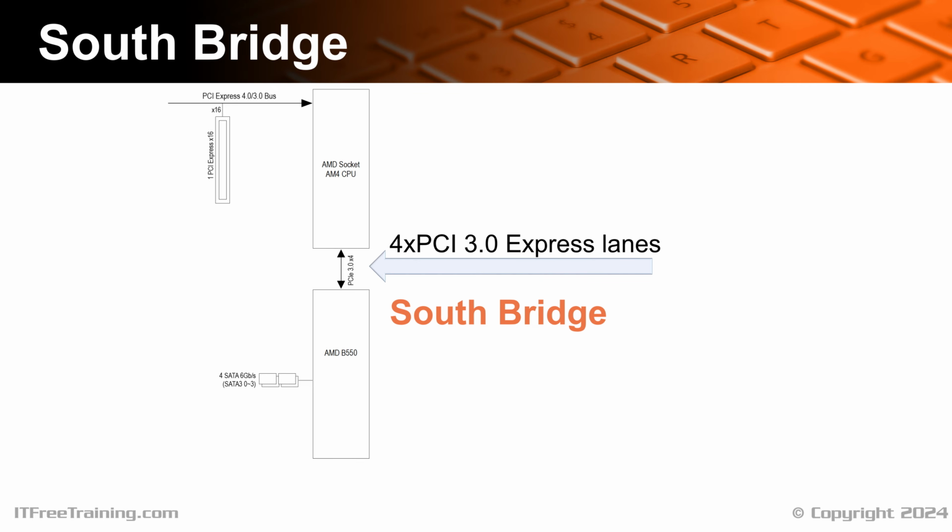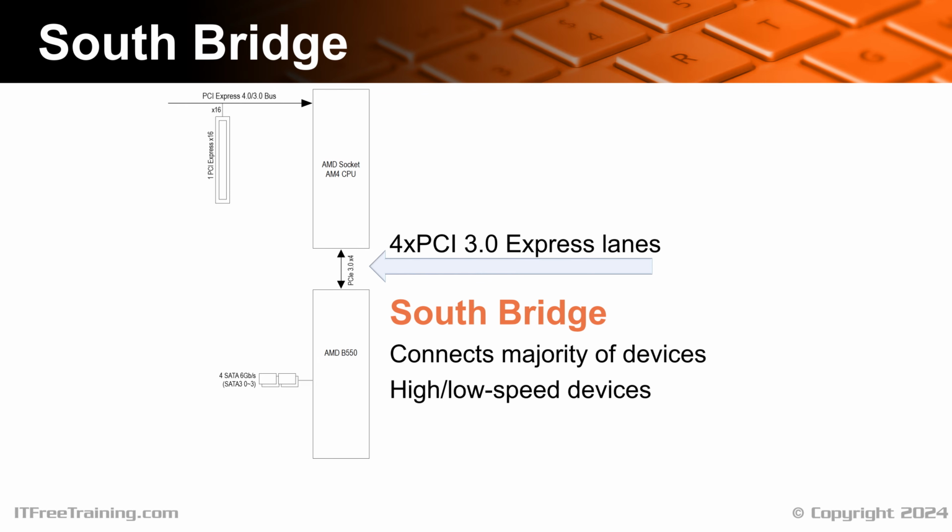The south bridge is used to connect the majority of devices in the computer. This includes high and low speed devices. Keep in mind that very high-speed devices connect directly to the CPU, but the south bridge can still handle some high-speed devices, but all devices on the south bridge share the same link to the CPU. You can start to see where bottlenecks can start to occur.